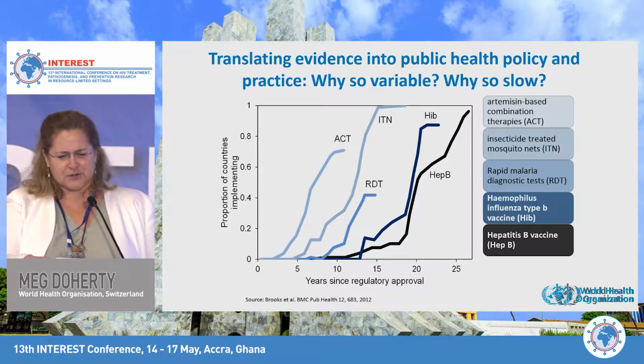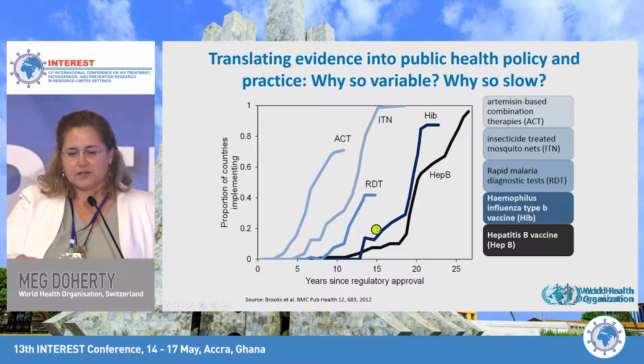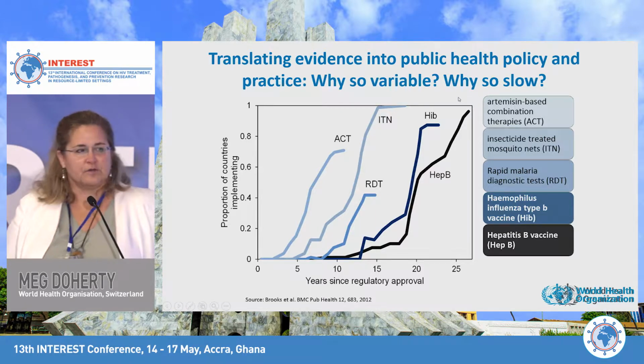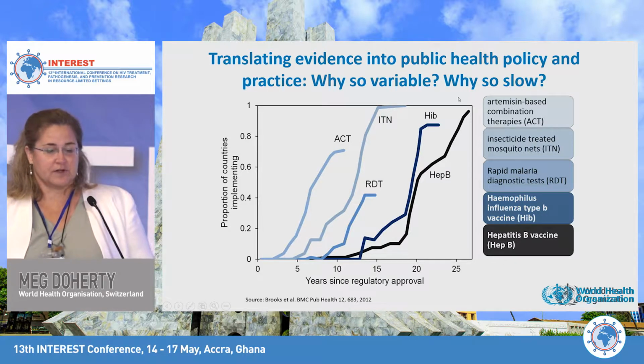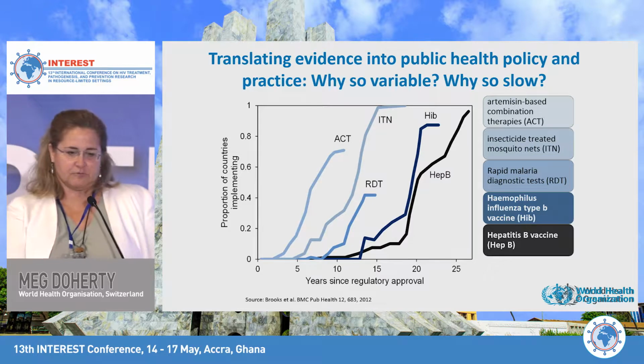And this slide just shows that the treatments for malaria were well taken up when they were introduced. At 5 years, they were taken up very quickly. But look at hepatitis B birth dosing. It did not get taken up even though it has been available for more than 25 years. And what is the problem there that stops innovation from moving forward?